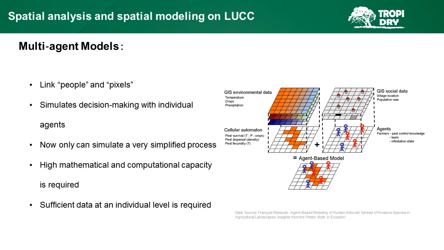In the early 1990s, mathematical and computational capacity limited the operation of this type of model. In the next few years, with the improvement of mathematical and computational capacity, many researchers have developed multi-agent models to simulate changes not only in the area of land use change but also for many other purposes. At present, the biggest problem is how to obtain sufficient data at an individual level and how to develop a well parameterized and validated model of decision making.